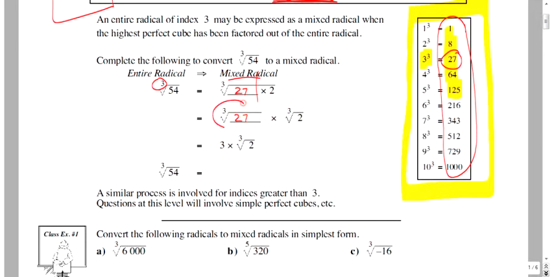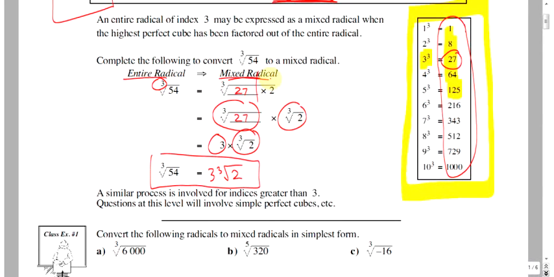What is the cubed root of 27? 3. Look, there it is. Okay? Times the cubed root of 2. All right? So, as a mixed radical in simplest form, there it is. I converted it from an entire to a mixed, okay, in simplest form. There's no more perfect cubes in 2. If you can find another one, then you keep going, okay?